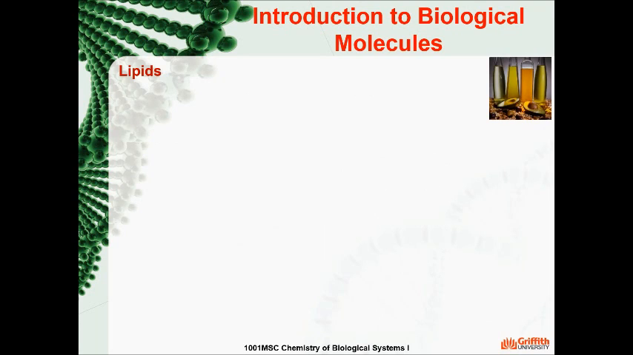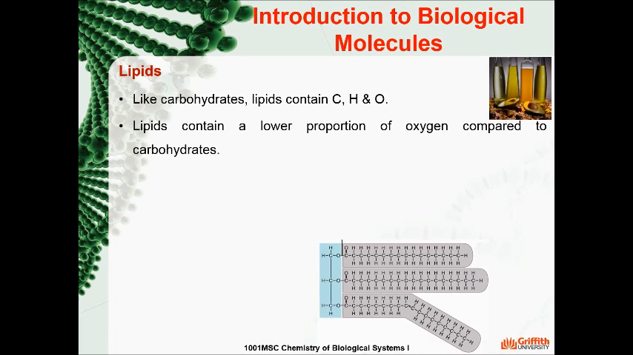The second type of organic compounds are the lipids. In terms of the chemical structure, lipids also contain carbon, hydrogen, and oxygen. This is an example of a triglyceride. You can see there are around 50 carbons and around 100 hydrogens, but only 6 oxygens. So compared to carbohydrates, lipids contain lots more carbon, lots more hydrogen, but less oxygen.